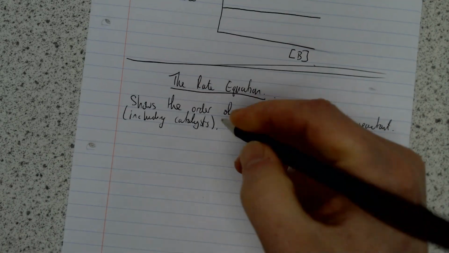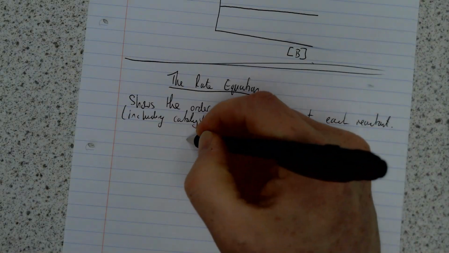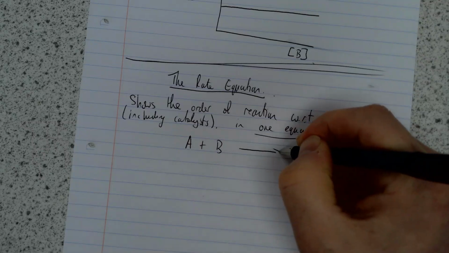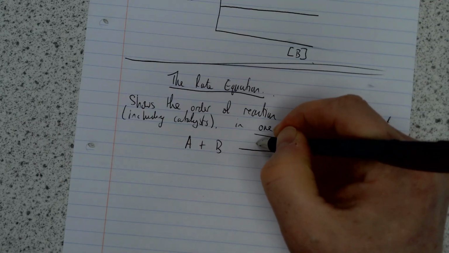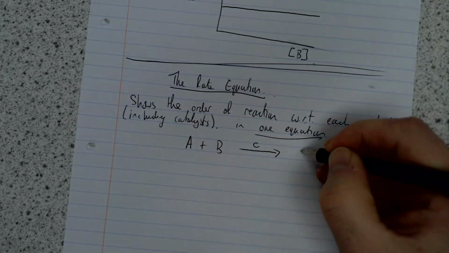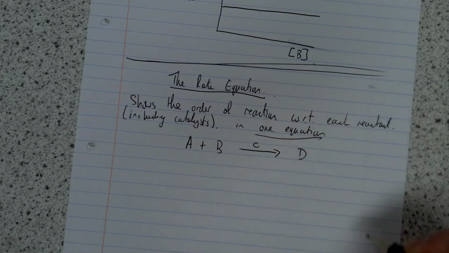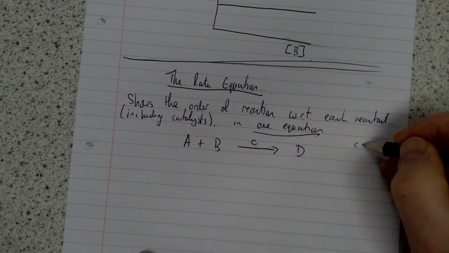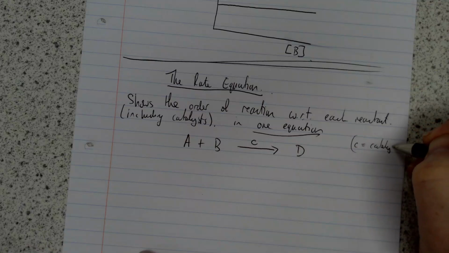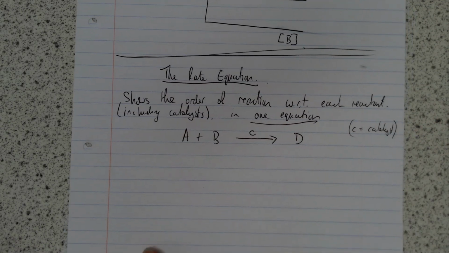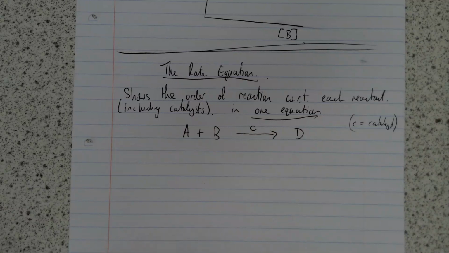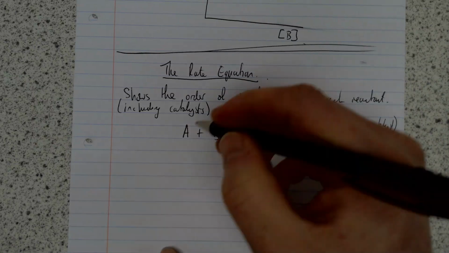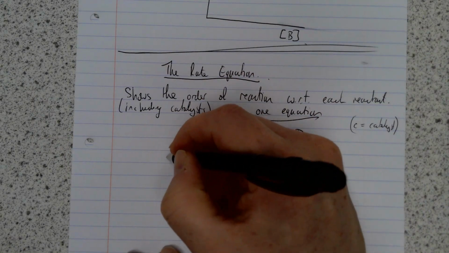And so if we've got a reaction, let's say A plus B, and we'll say that C might be a catalyst, for example, makes D. That could be our reaction, if I just put C as a catalyst. So we can write a rate equation for that reaction, and we'll talk in due course about how we work out what the rate equation is experimentally. But the rate equation will look something like this.